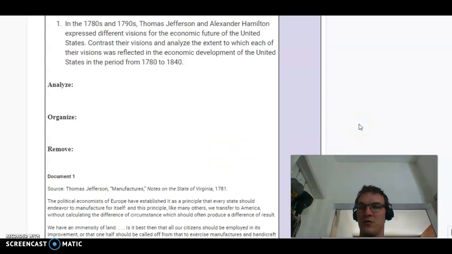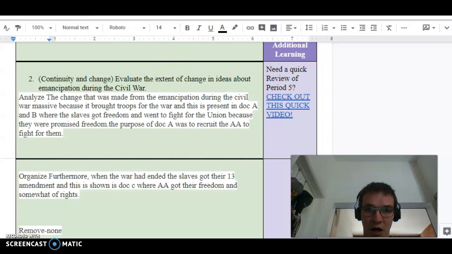So let me go through a few responses from last week, and then I'm going to go through this one. And please pay close attention. All right. Don't do the direct instruction and then do something completely different in the independent practice. Let's do this the right way. So here's the first one. This is from last week, Change in Ideas About Emancipation from the Civil War.